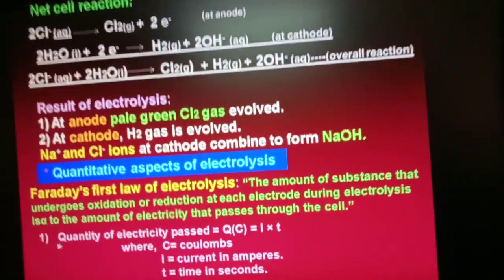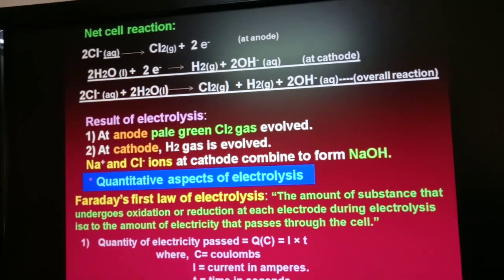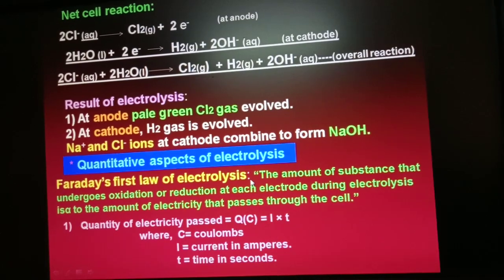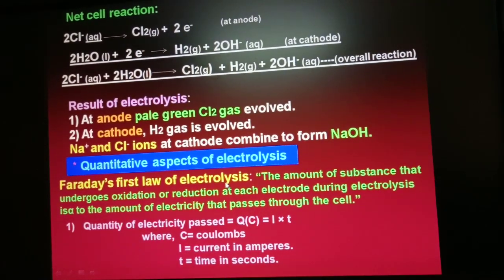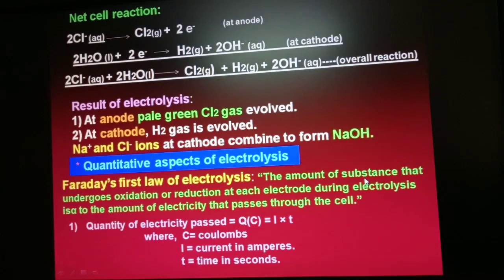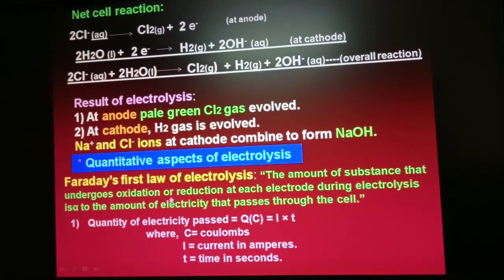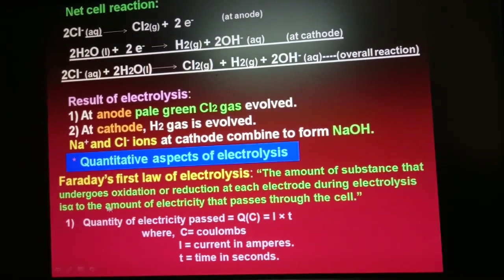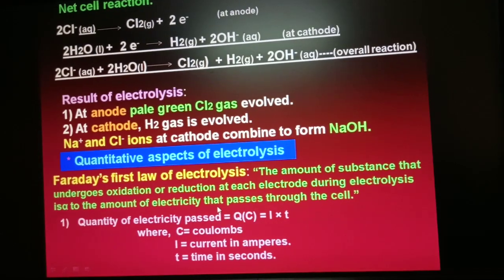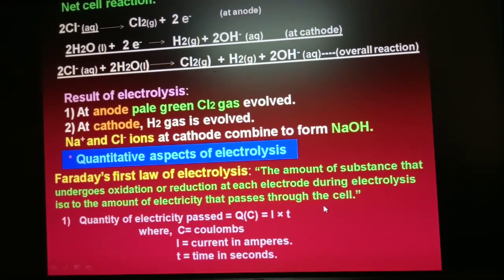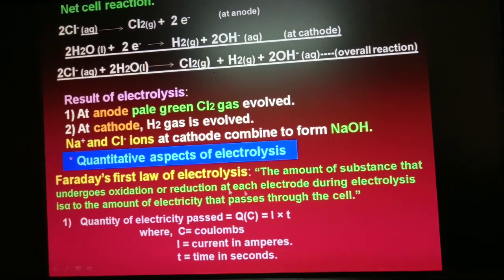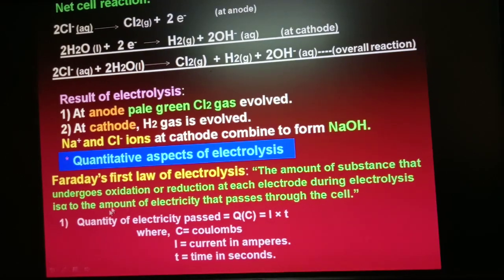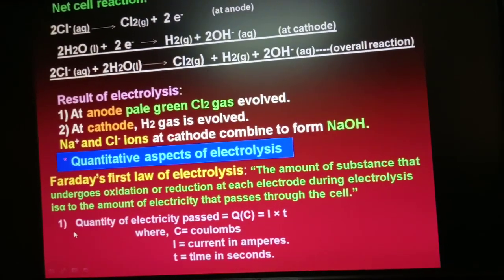In the textbook, the quantitative aspects have been put forth directly, but for this you must first know the laws of electrolysis. First is Faraday's first law of electrolysis, which states that the amount of substance that undergoes oxidation or reduction at each electrode during electrolysis is directly proportional to the amount of electricity that passes through the cell. On the basis of this law, we can write several quantitative aspects as follows.